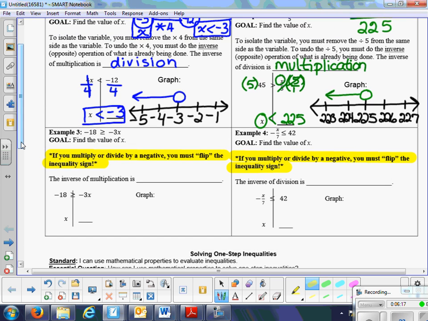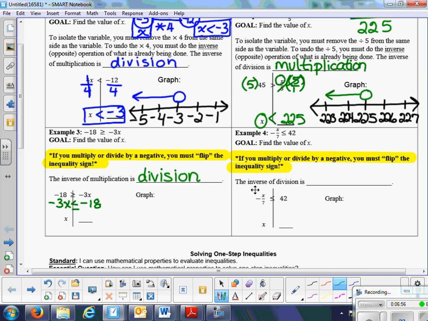Okay, so we have negative 18 is greater than or equal to negative 3x. We are using multiplication here, so the inverse of multiplication is going to be division. We're going to need to divide. Notice that my coefficient is negative. I also notice that my variable is on the right-hand side. I'm going to flip that so that I have my variable on the left. That means I got to flip my inequality sign. Don't forget that.